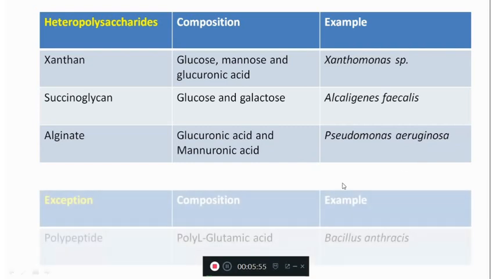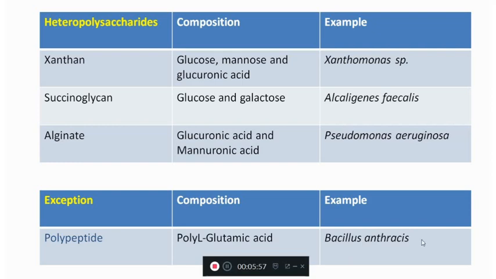Exceptionally, there are some bacteria, for example, Bacillus anthracis, the causal organism of anthrax disease. It contains a capsule which is made of polypeptide. It is not a polysaccharide, it is polypeptide and made of poly-L-glutamic acid residues. So this particular bacterium is an exception. Otherwise, normally the capsules are made of polysaccharides.